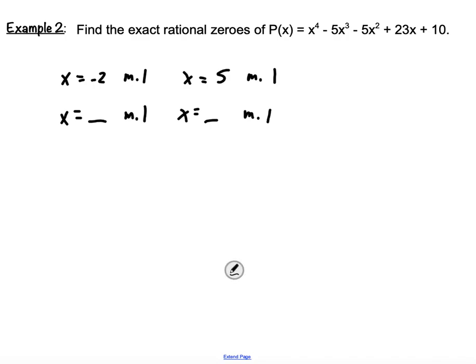So what we can do here is, since we can't find them on our graphing calculator, now we can go ahead and use synthetic division there. So what you do is you take those zeros and you put them in a little box for your synthetic division. You write out the coefficients of the polynomial. So what's in front of x to the fourth? 1. What's in front of x to the third? -5. What's in front of x squared? -5. What's in front of x? 23. And then our constant there is 10.